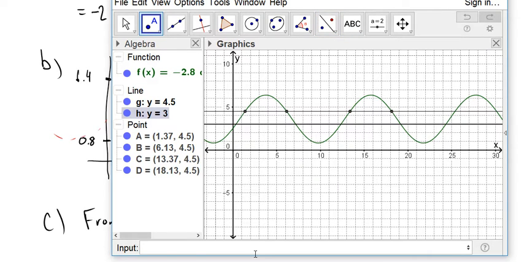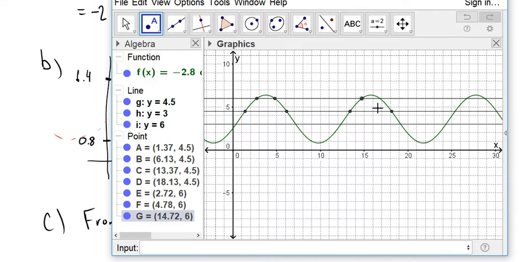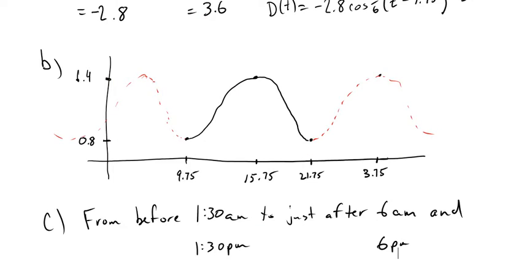In 24 hours, y equals 6. So I'm going to hit 1, 2, 3, 4. I missed there, but that's okay. And then the next one occurs after 24 hours. So good. 4 times.